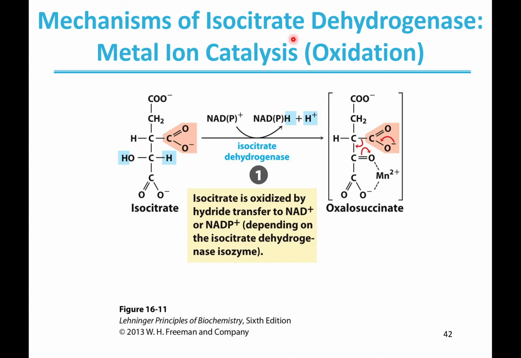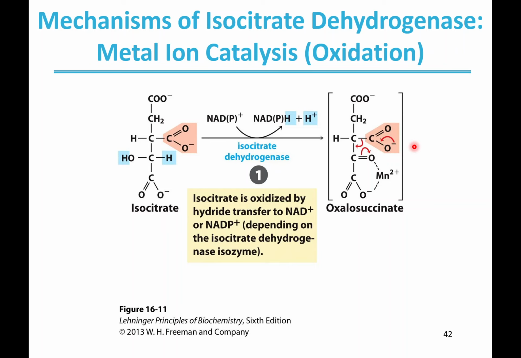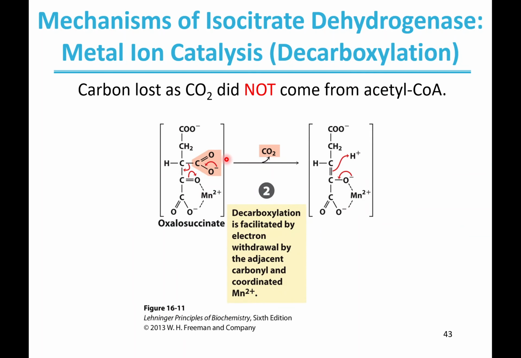If we look closer at the mechanism of isocitrate dehydrogenase, it's a metal ion catalysis, which is where we get this manganese in the active site. We looked at this previously, so I won't go too much into detail. The metal ion in the active site makes it easier for you to lose that hydride and reduce NAD+. And you're forming that carbonyl group there, and then the carbon gets lost as CO2. Again, that carbon lost as CO2 did not come from the acetyl-CoA that was just put into the cycle. The carbons have to stay at least one turn in the cycle.